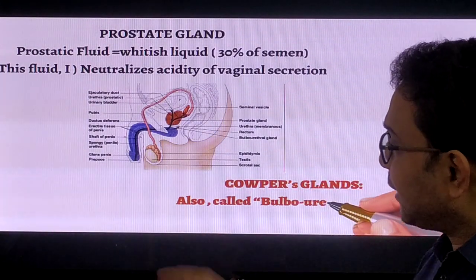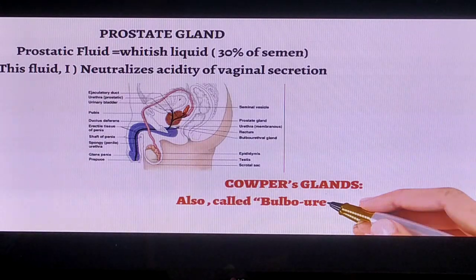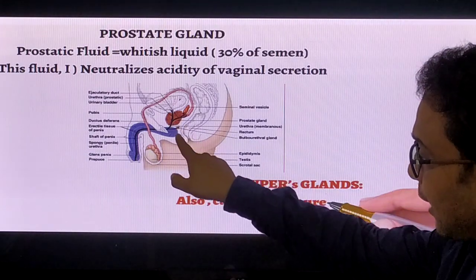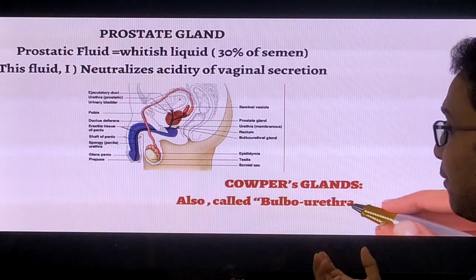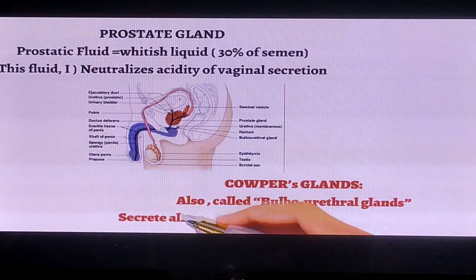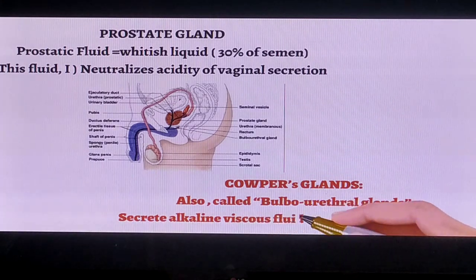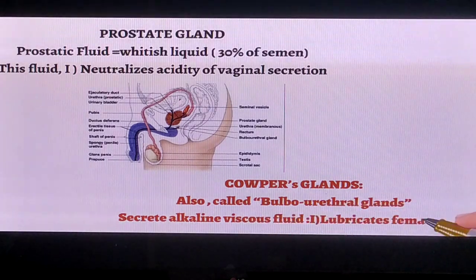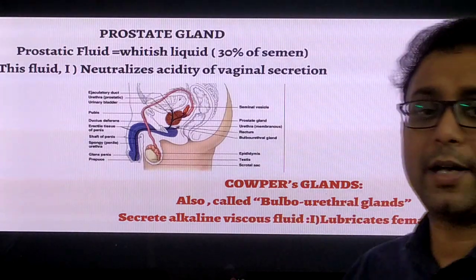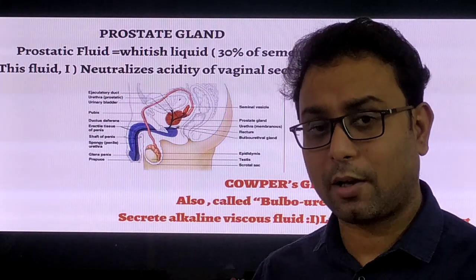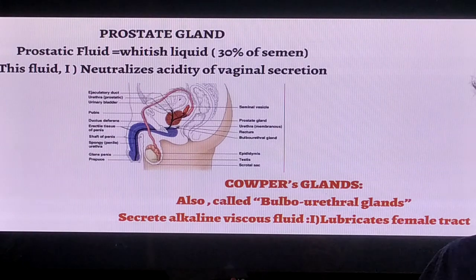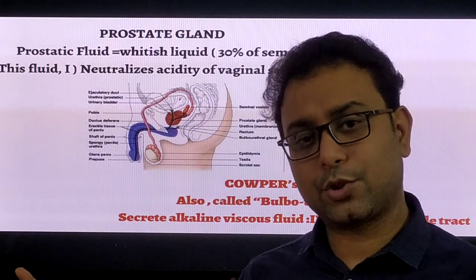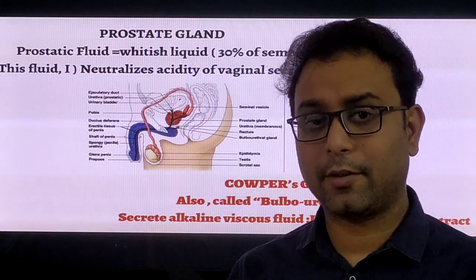And the Cowper's gland is here. You can observe it. This one is also called the bulbourethral gland, because it is a bulb-like structure. It secretes alkaline fluid and also lubricates the female vaginal tract. That is the function of Cowper's gland fluid. But these three fluids are mixed together with the sperm.